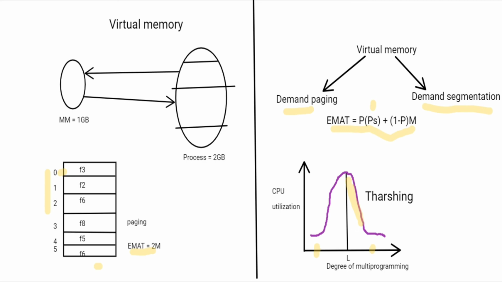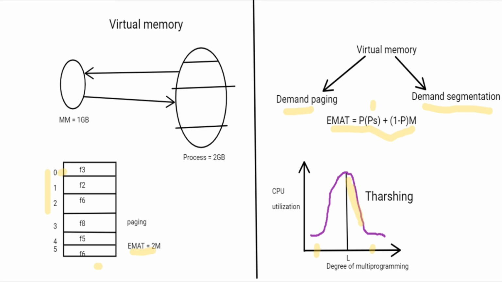So how do we reduce thrashing? There are three ways. The first one is increasing the main memory size. If you increase the main memory size, the page faults will drastically decrease, and then more processes can be executed. So thrashing also decreases.